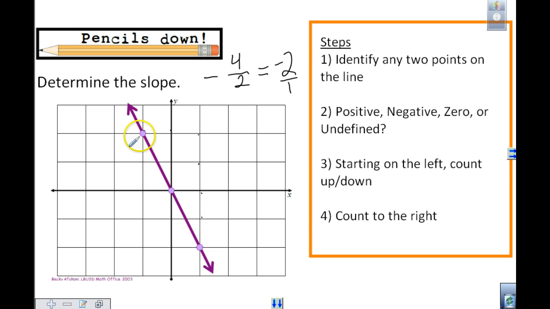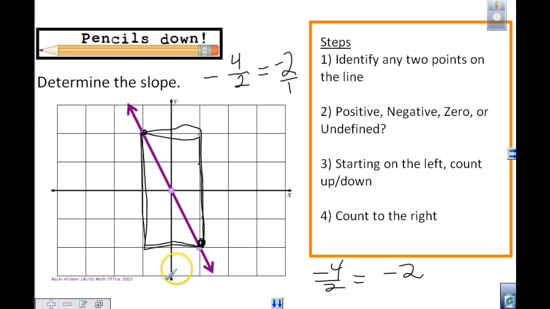We could also count from here and go down. 1, 2, 3, 4. Right, down 4. And then positive 2. Of course, you can see we get the same answer. So it doesn't matter where we count from. The slope from here to here is the same as the slope from here to here. Okay? If I count, go up and left, it's the same slope if I go down and right. There's only one slope for every line.